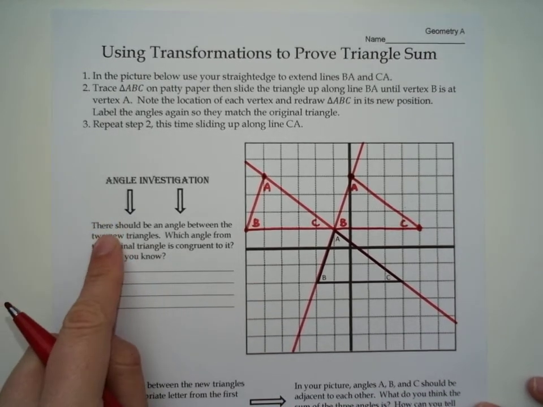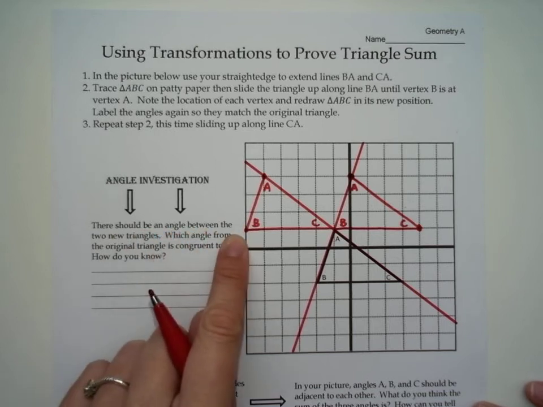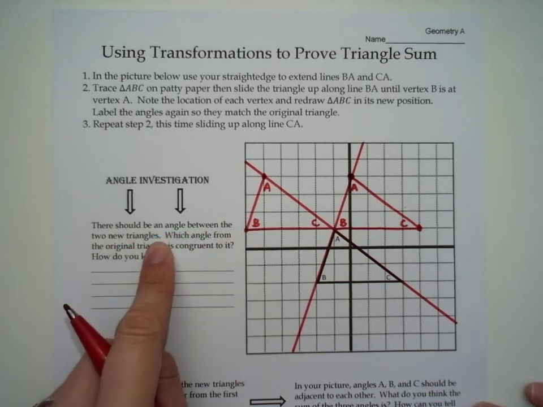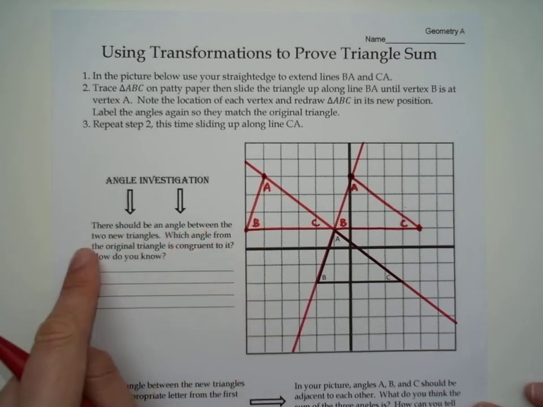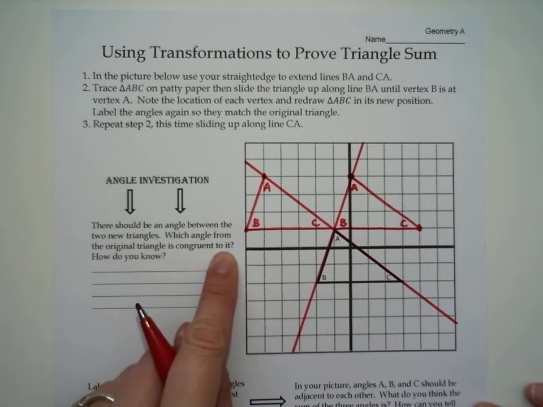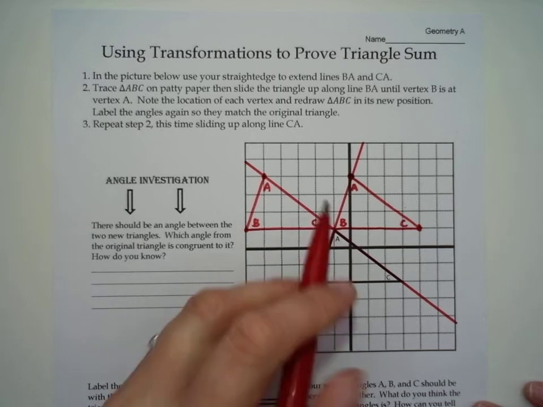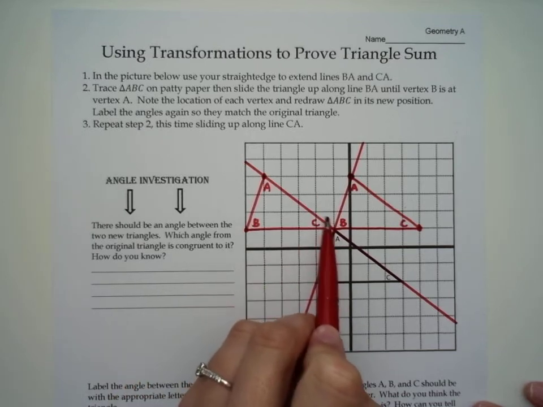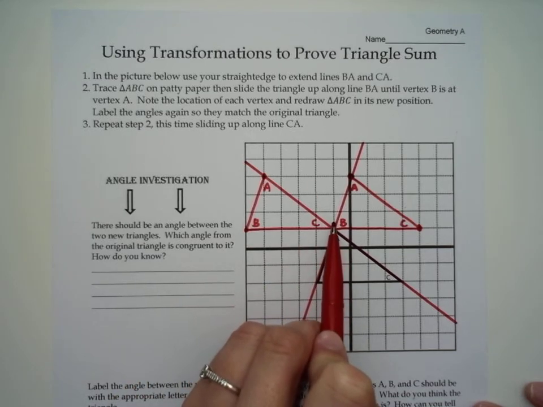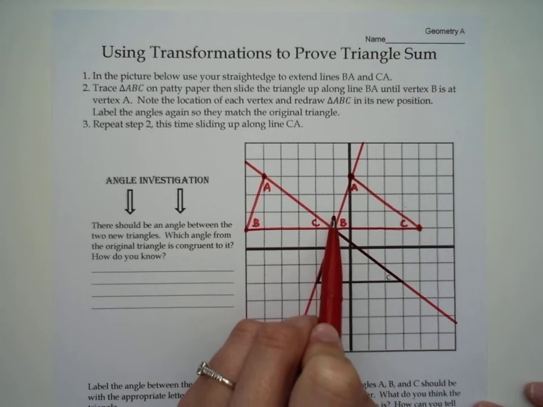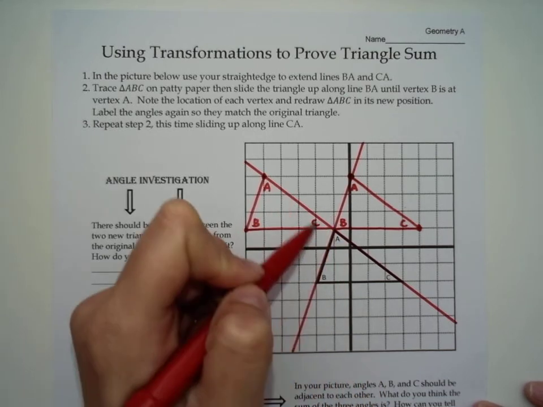Okay, so there should be an angle between the two new triangles. Which angle from the original triangle is congruent to it? And how do you know? So they're talking about this angle right here between angle C and angle B. Do we know what that is? Yes. This should look familiar.